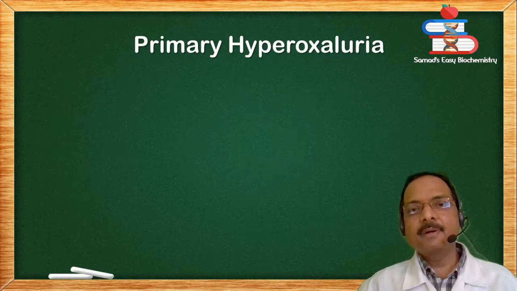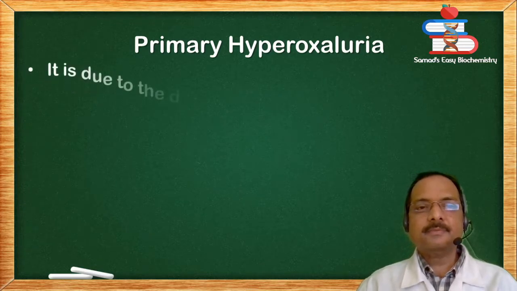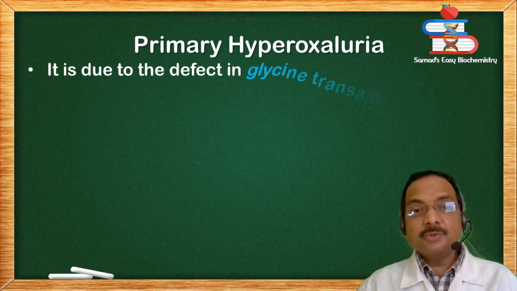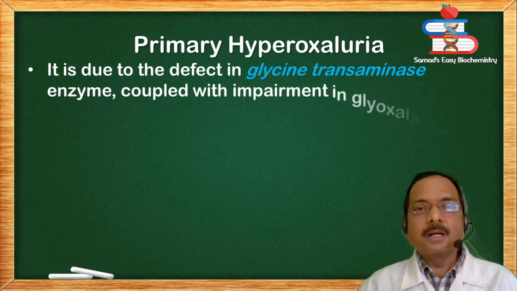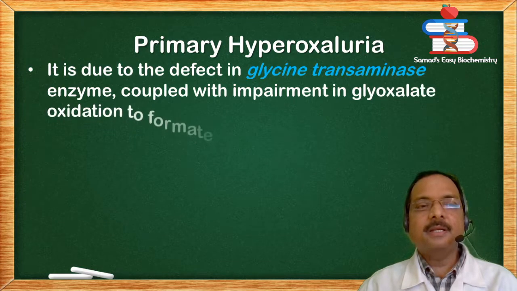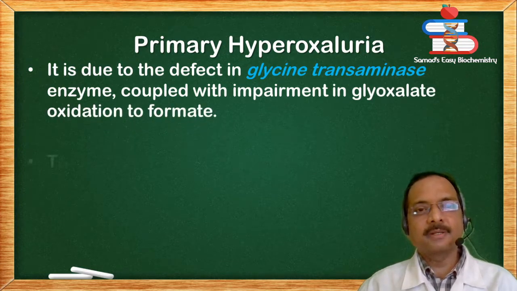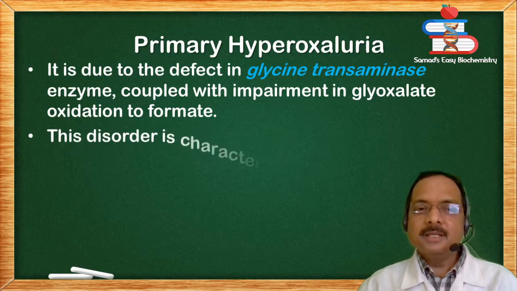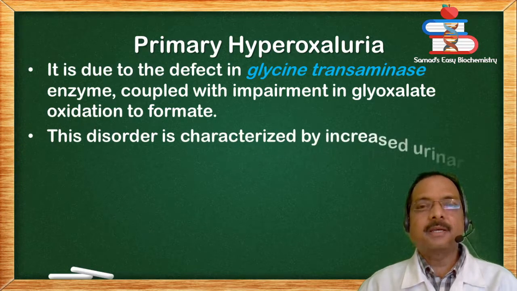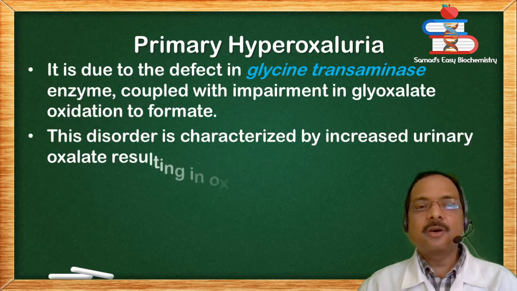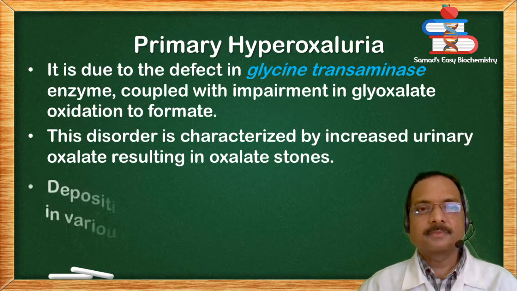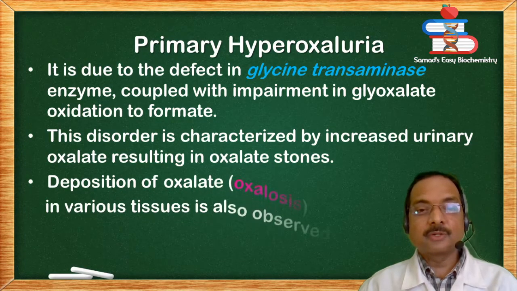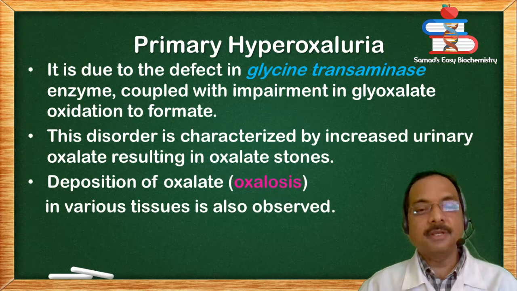Primary hyperoxaluria. It is due to the defect in glycine transaminase enzyme coupled with impairment in glyoxylate oxidation to form it. This disorder is characterized by increased urinary oxalate, resulting in oxalate stones. Deposition of oxalate or oxalosis in various tissue is also observed.